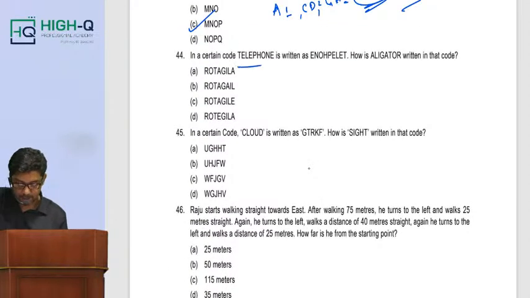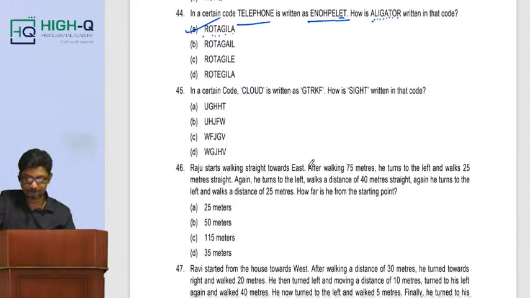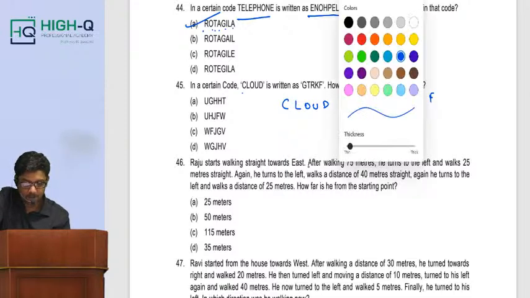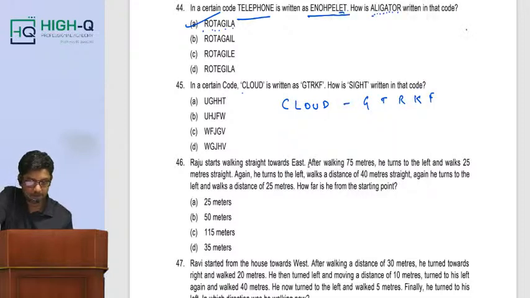Next. Telephone is written in reverse order. So alligator is written as ROTAGILLA. Alligator is option A. Next. Cloud. Time consuming, it seems. GTIOUD. R, K, F.